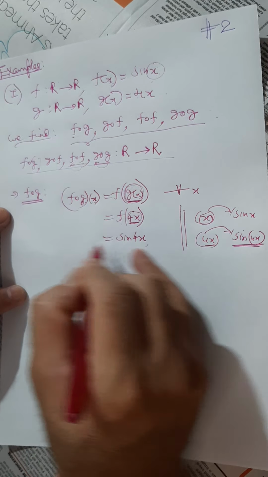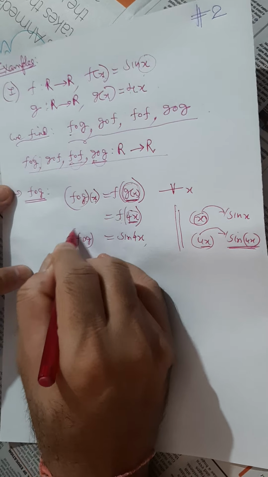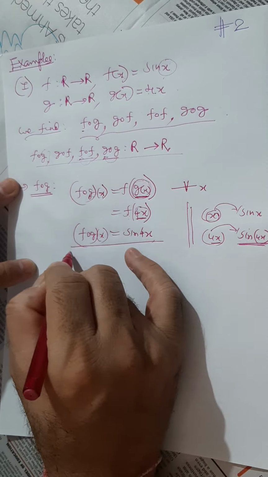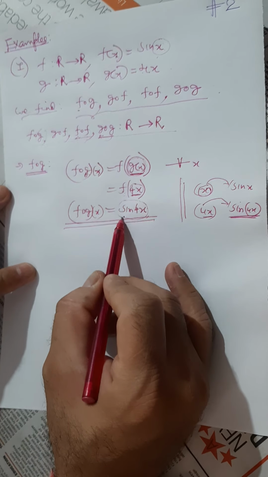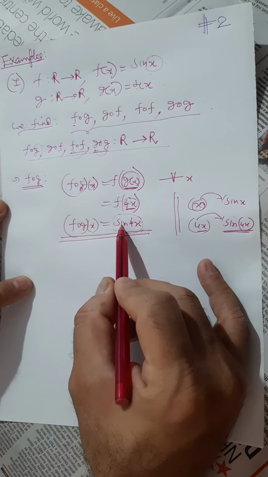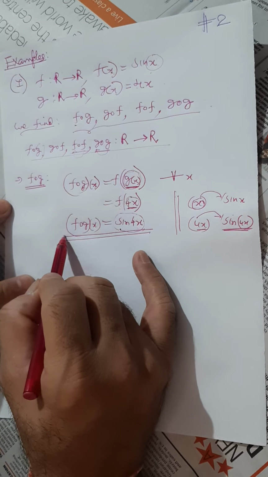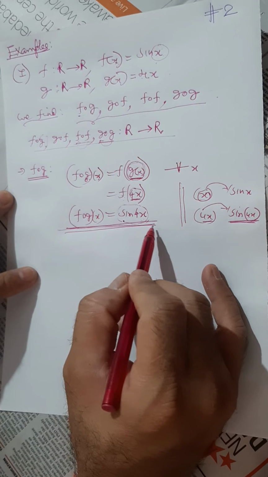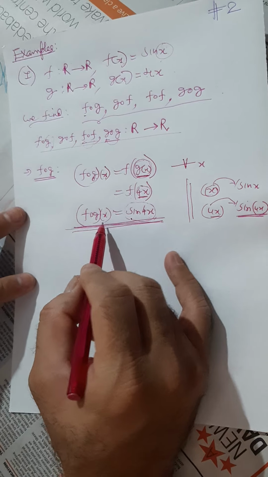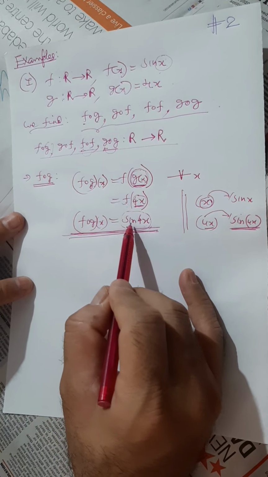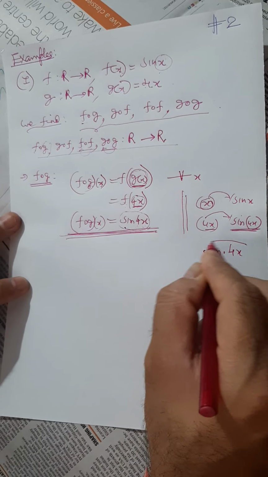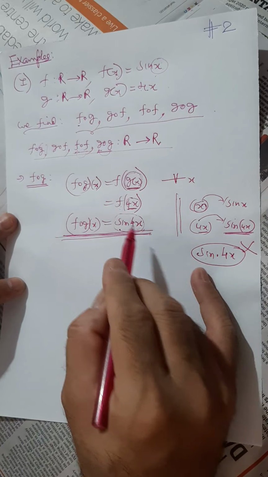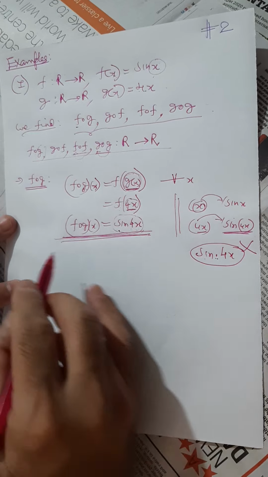So this is true for every x. This is a new function. This is f∘g. It's a composition of two functions. Which two functions? One is sine and the other one is 4x. You have come across such functions earlier, but now this is an explicit composition operation. Sin 4x, it's not like this, remember, sine into 4x, this is wrong. It is sine of 4x, don't put a dot here.